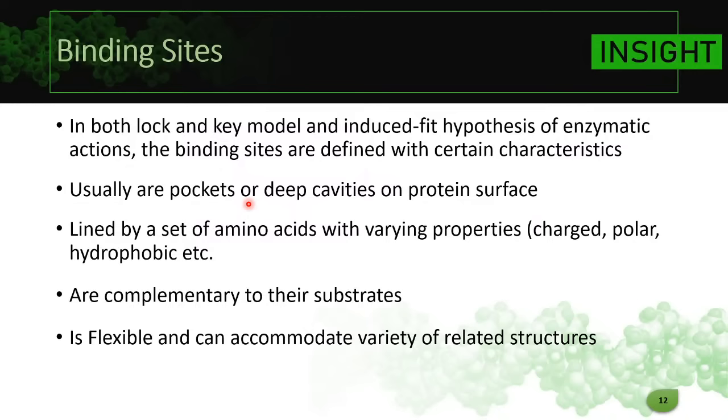These binding sites are lined by various kinds of amino acids, and depending on their amino acid composition, they will have varying properties. Usually these binding sites are complementary to the substrates or ligands which are coming. Shape complementarity is one thing, but along with that, chemical complementarity is also an important aspect of binding. Often these binding sites are flexible in nature. What it means is they can accommodate a variety of different structures which are related to each other. Flexibility again has different types, but flexibility can change the shape of the binding site to accommodate different types of structures. So these are all important considerations when we go for any kind of molecular docking study.